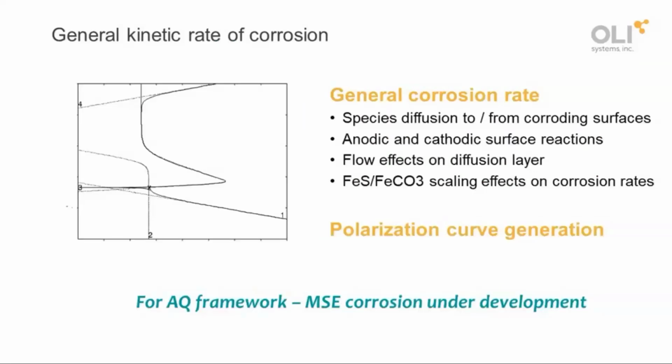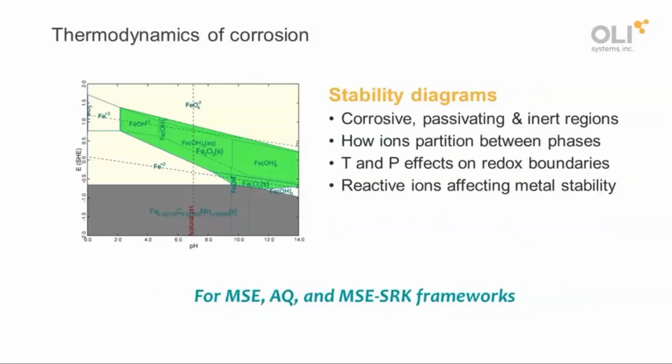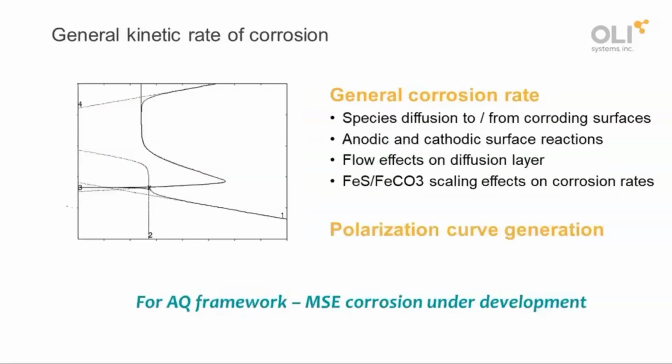In calculations of general corrosion, we look at the half reactions on the surface, and we understand the diffusion layer. We'll draw these polarization curves to understand where we have risk of general corrosion. I should have mentioned, going back one slide, that stability diagrams exist in all three of the frameworks that we have, whereas the corrosion rate calculations are only in the AQ framework, so keep that in mind as you're modeling.